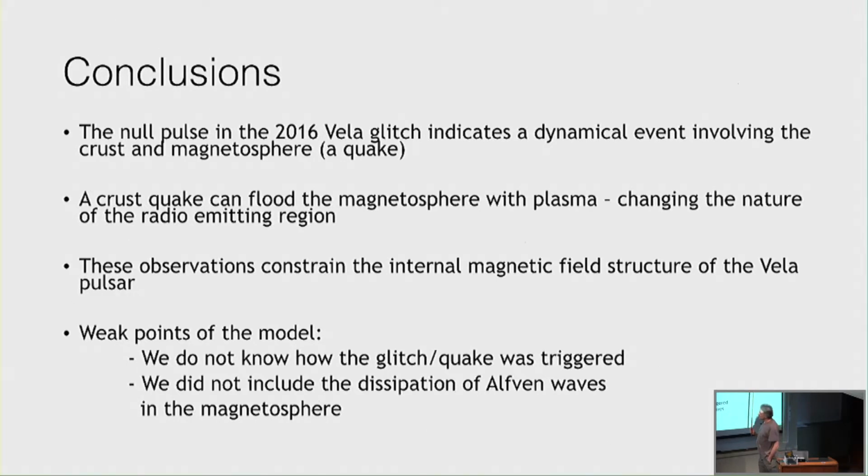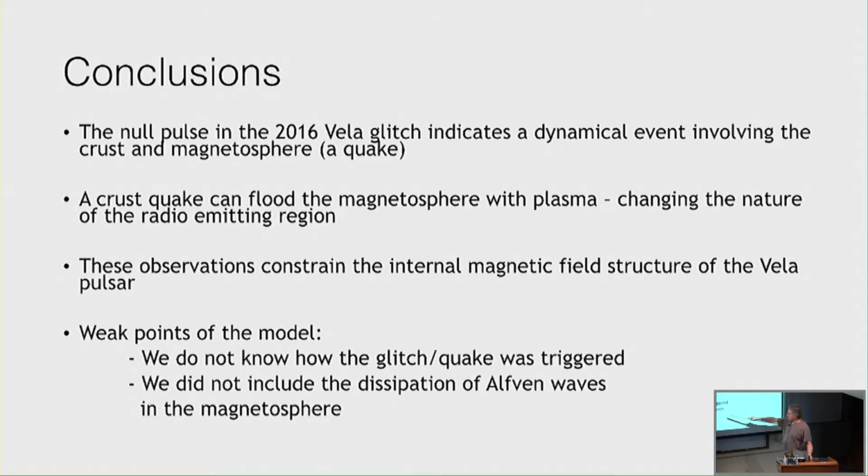Now, from my point of view, there are several weak points in this model. So before you ask questions, let me point out what the weaknesses are. First of all, we do not know the origin of this quake. The phenomenology smells of a quake, but I cannot come up with a convincing reason of why this quake should be there in Vela. There is no super strong magnetic field that can break the crust or anything like this. So it must be something that we don't understand.